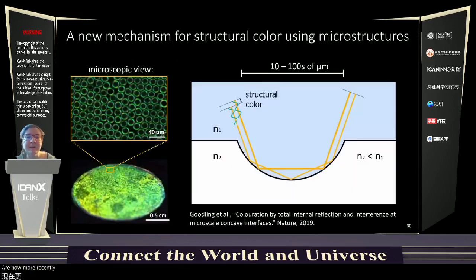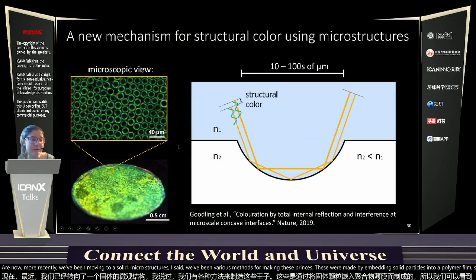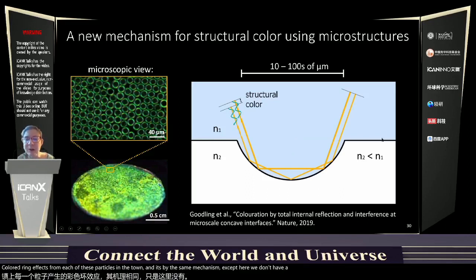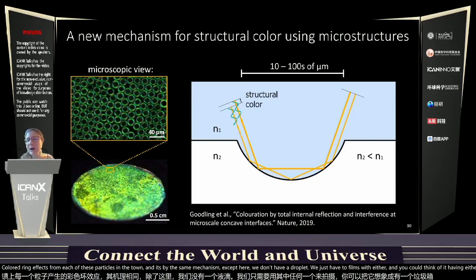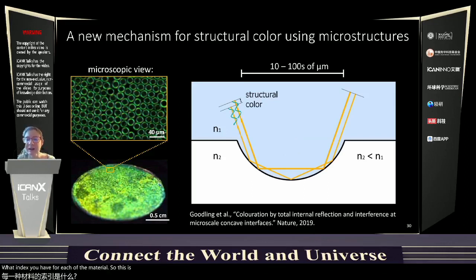Now, more recently, we've been moving to solid microstructures. We've been exploring various methods for making these. For instance, these were made by embedding solid particles into a polymer film. We can see, again, the same colored ring effect from each of these particles in the film. And it's by the same mechanism, except here we don't have a droplet. We just have two films with, you could think of it as having, either a domed surface or a well surface between two polymers, depending on what index you have for each of the materials. So this is a way we're actually exploring making these in polymer films.